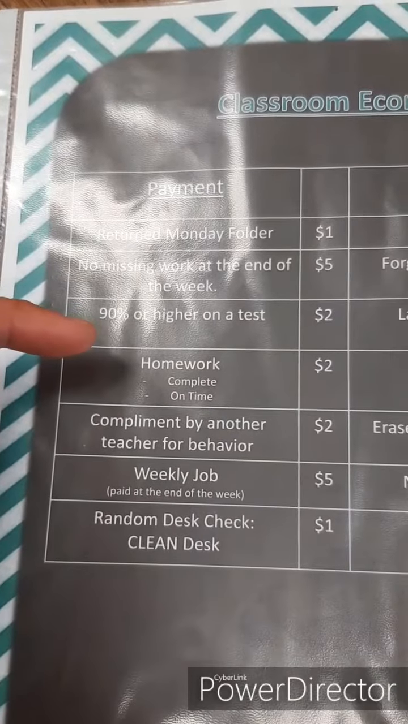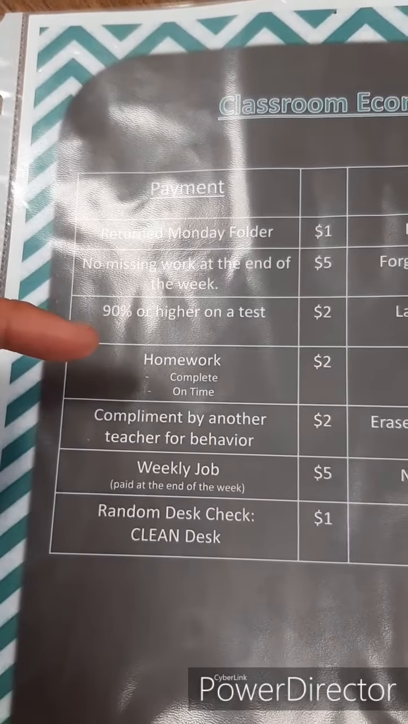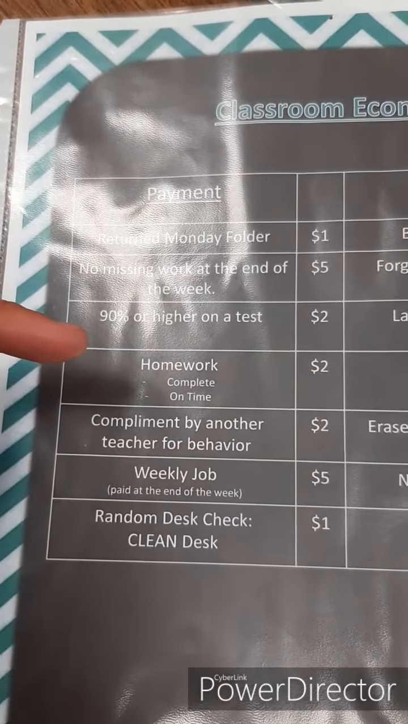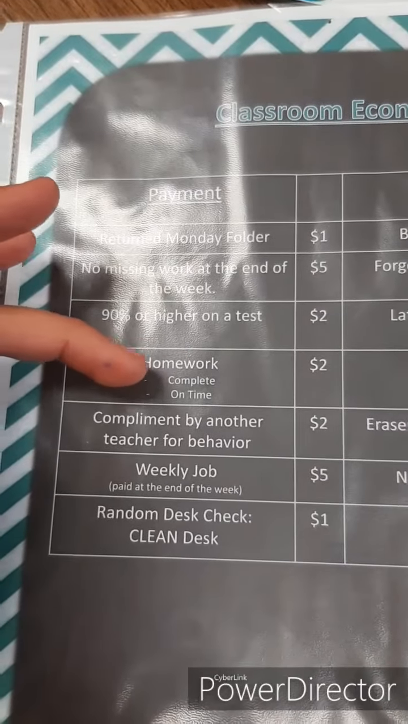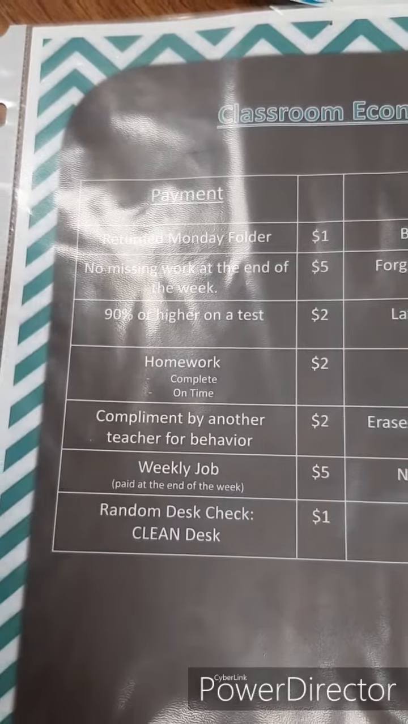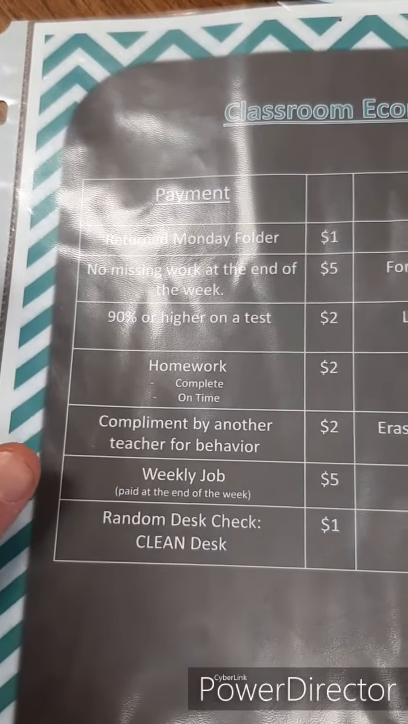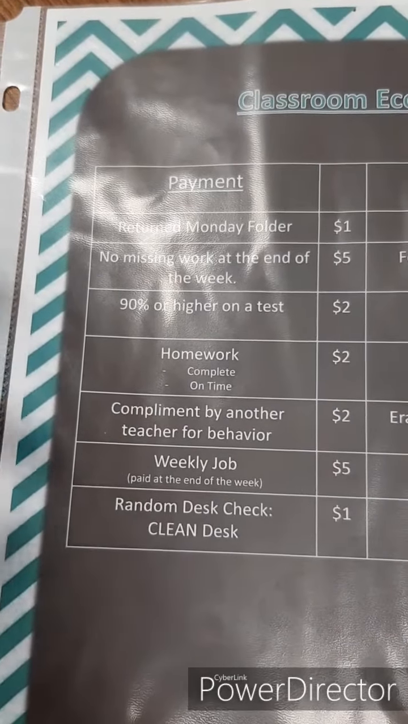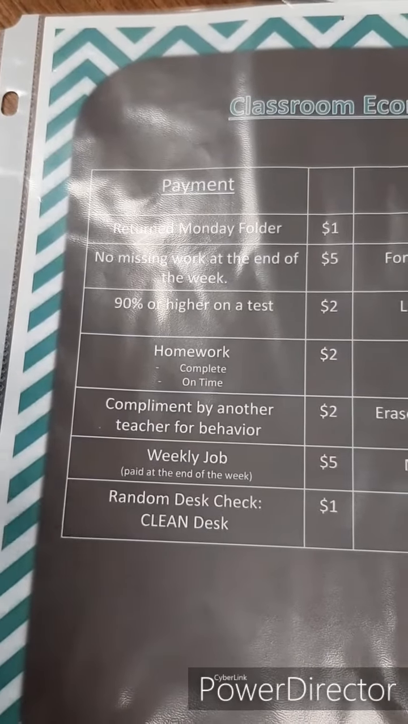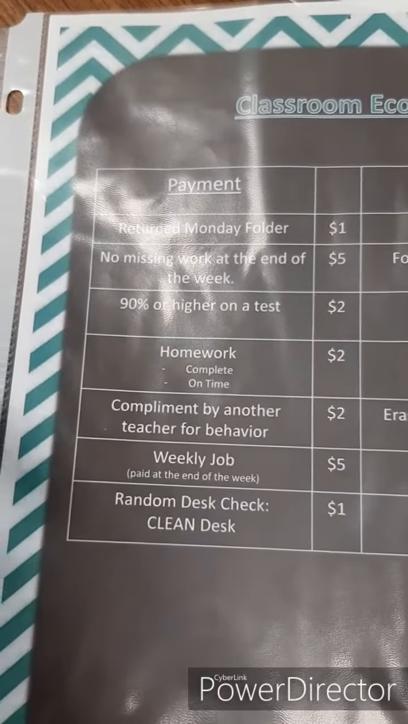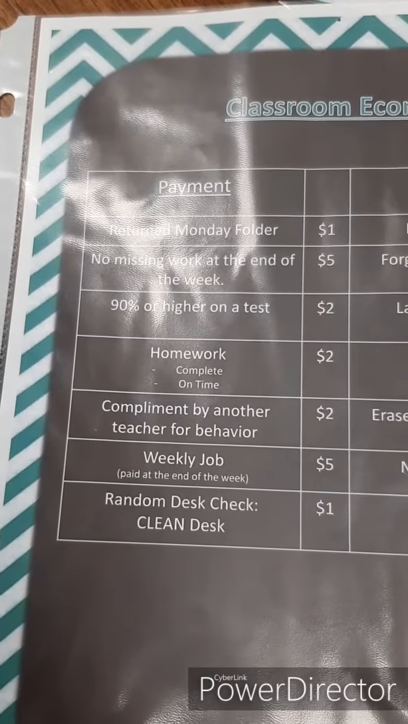So, for example, today, some of my students turned in the homework at the end of the day when it was due in the morning, so they'll still receive $1 for completing it, just it wasn't turned in on time. If they get a compliment from another teacher in the building or any other staff, they'll receive $2. And then at the end of the week, they'll get paid $5 for their job. And then I'll have random desk checks as well. There's their jobs over there.